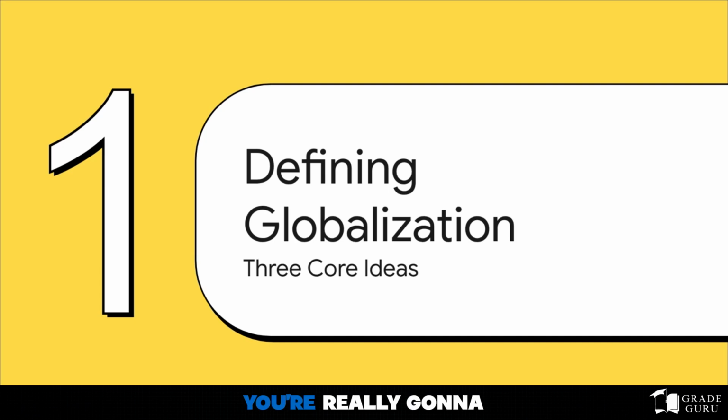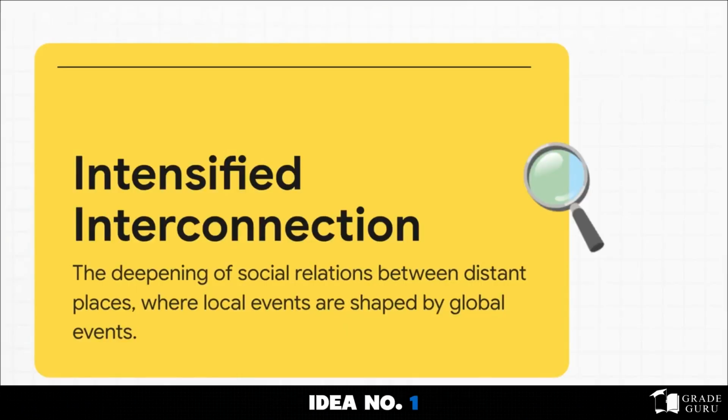Now, for your exam, you're really going to want to lock in these 3 core ideas. Idea number 1 comes from Anthony Giddens, and it's this concept of intensified interconnection. Basically, it means our world is so tangled up now that what happens in your town can be shaped by an event on the other side of the planet, and the other way around too. A perfect example for an essay would be a financial crisis starting in one country and then, whoosh, it ripples out and affects economies everywhere. It's all about that deep two-way connection.